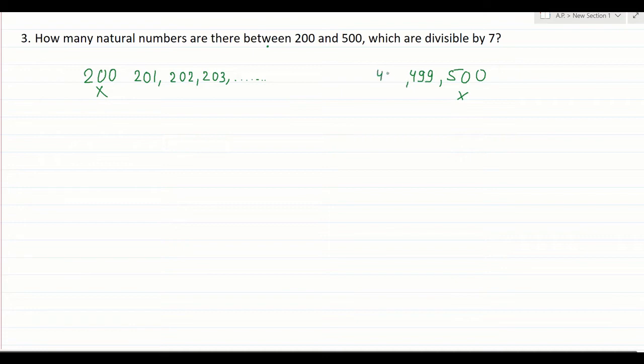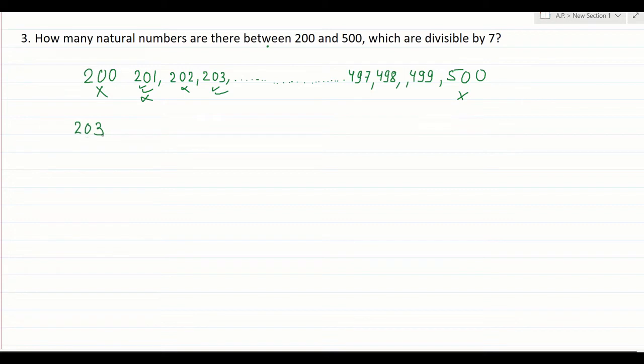Isn't that? 500 cannot be taken, but 499 can be taken. Similarly, 498 can be taken. 497 can also be taken. So in this way, we'll come forward. But the question has said, how many natural numbers between 200 and 500 are divisible by 7? Is 201 divisible by 7? No. Is 202 divisible by 7? No. Is 203 divisible by 7? Of course, 203 is divisible by 7. So we can take this number.